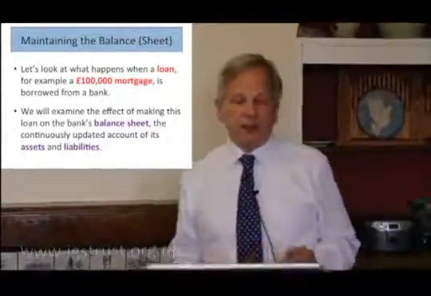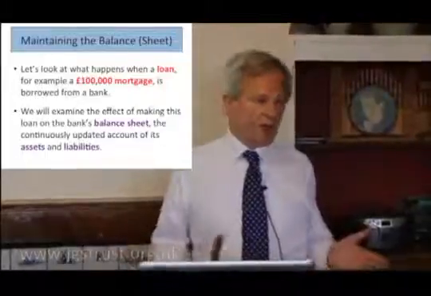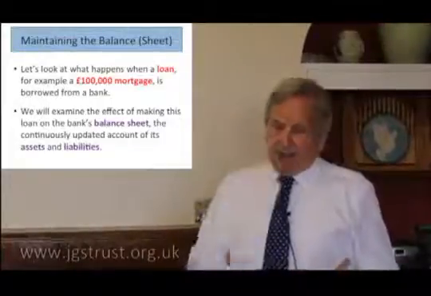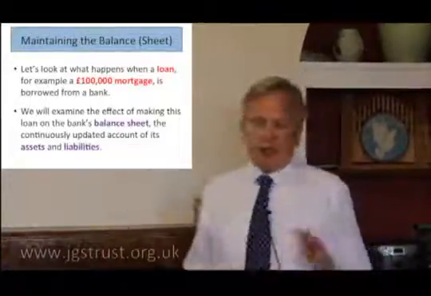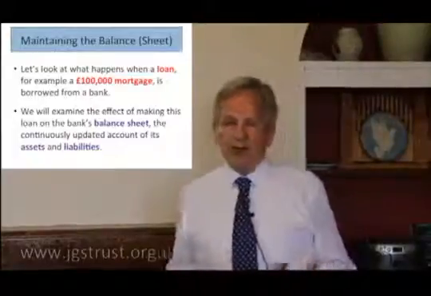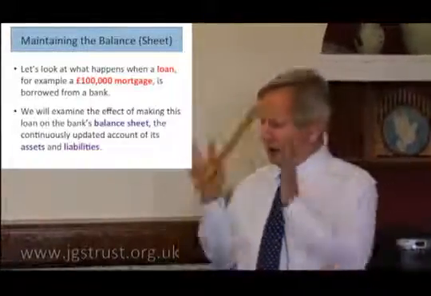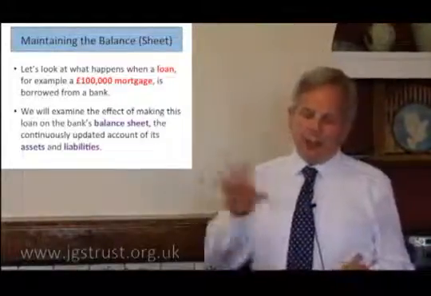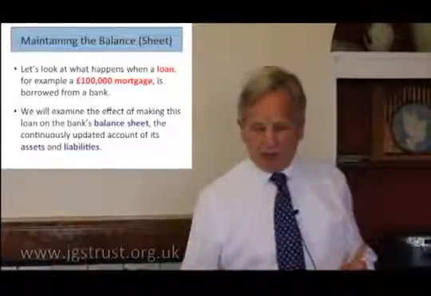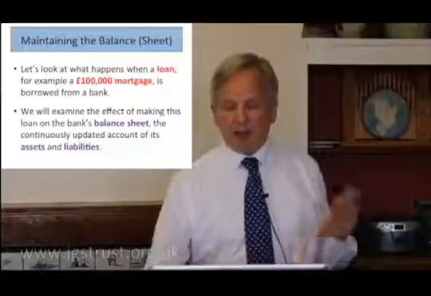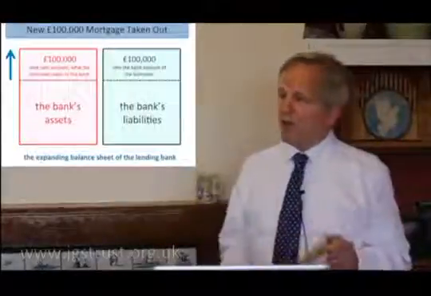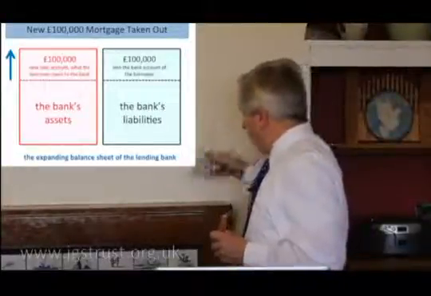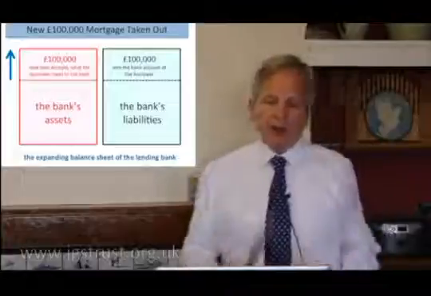How does that balance sheet change when somebody comes along to the bank and wants a loan, a £100,000 mortgage, say? Let's have a look at that balance sheet, how it changes in terms of the assets and liabilities. Because remember, the balance sheet is a snapshot of the current state of play of the bank, how its assets and liabilities change over time. So here's an event, a basic event. Somebody takes out a mortgage. What happens to the balance sheet? Well, very schematically, this.